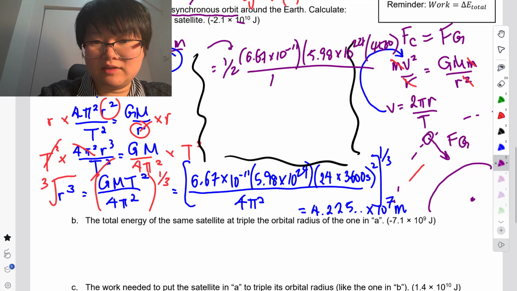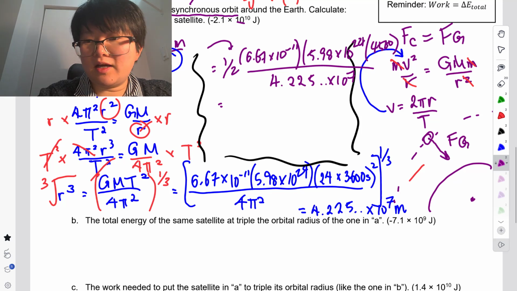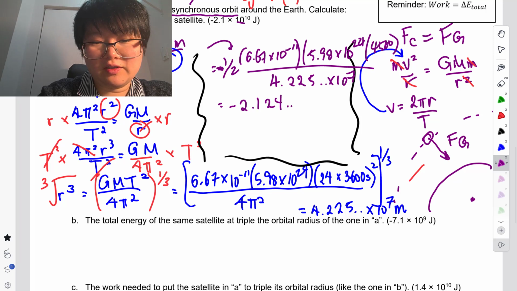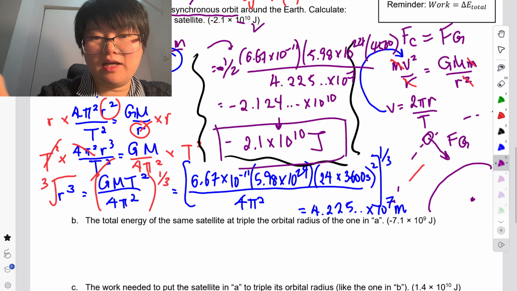And the radius is 4.225, and I'll try to save as many digits in between steps as possible. And I get, I forgot the negative sign, negative 2.124 times 10 to the power of 10, which rounds to about negative 2.1 times 10 to the power of 10 joules. Yay, we got the answer.